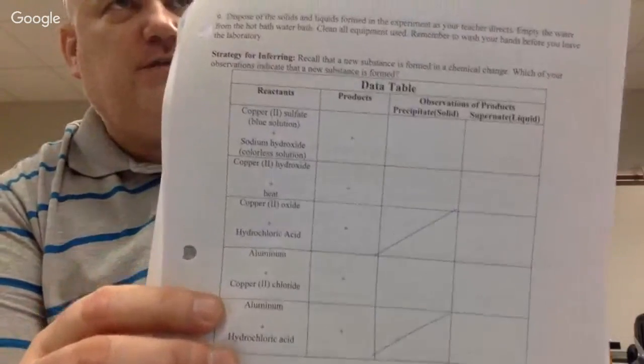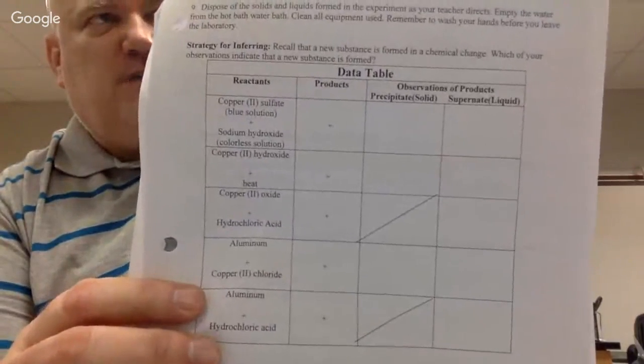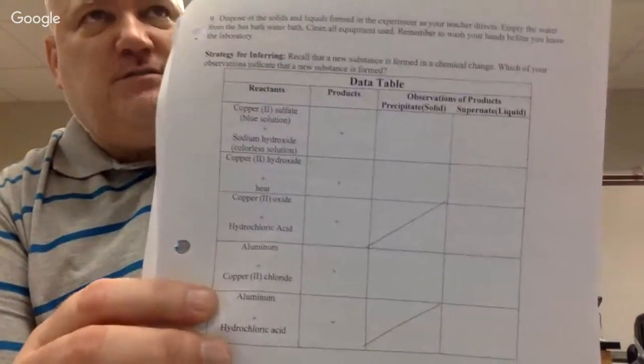Now, take a look at the data table, please, again, and take a look at the bottom two rows. See where it says aluminum plus copper 2 chloride and aluminum plus hydrochloric acid? Two reactions are going to occur simultaneously when you put the piece of aluminum in. So let me remind you of this, and this will help you. When you put the piece of aluminum in, what's actually happening on the wire is the second row from the bottom. So you're going to describe what you see on the wire.